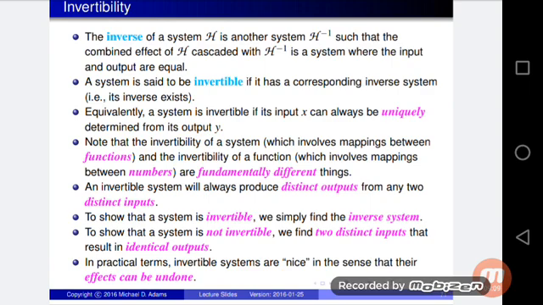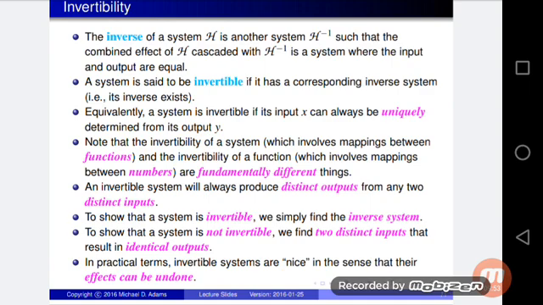If a system uses inverse operations, that type of system is known as an inverse system. The next point is to show that a system is not invertible. For that, we find two distinct inputs that result in identical outputs.